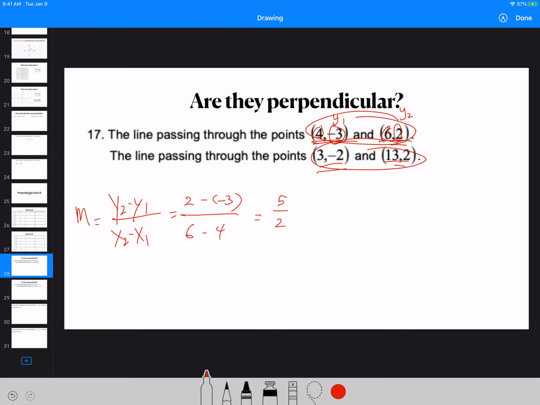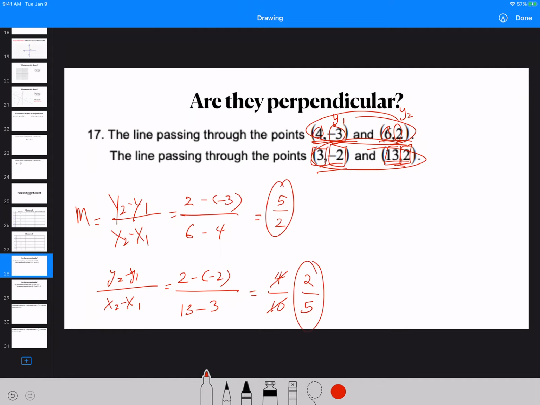And then if you find the slope for the second one, again we do y2 minus y1 over x2 minus x1. So you're going to get 2 minus negative 2 over 13 minus 3. Once again, you want to subtract the 2 with the negative 2, 13 with the 3, in that order. There'll be 4 over 9. Oh, I'm sorry, that's not a 9, that's a 10. And when you reduce this by dividing both by 2, you get 2 over 5.